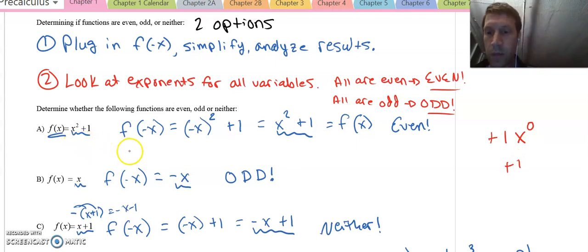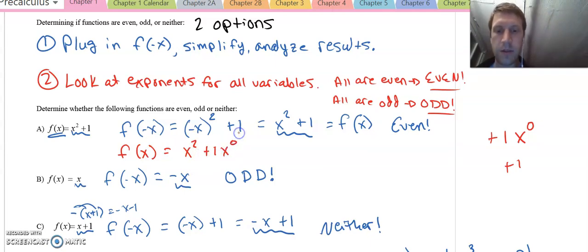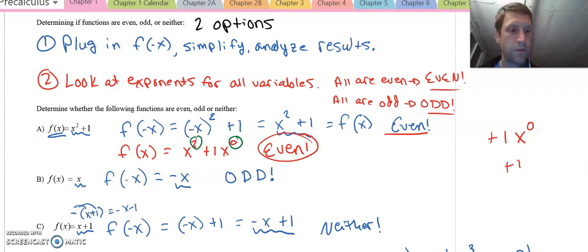So this function, when I attach x to the 0, is what? X squared plus 1 times x to the 0. Once I get to this point, look at all your exponents. They are both even. That means this is an even function. We knew that.